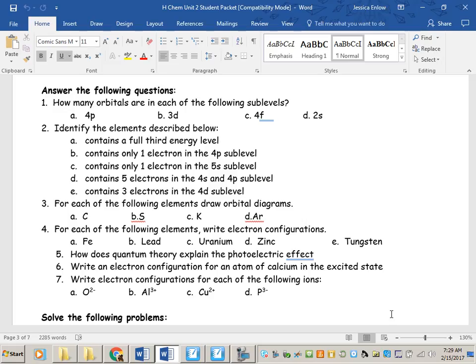Okay. Last one. Oh, no, not last one. Number 3, for each of the following elements, draw the orbital diagram, so you guys can do that. Can I do carbon? Okay, so carbon. What's the electron configuration for carbon? You guys should be able to really quickly tell me those at this point. 1s2, 2s2, 2p2. You're stopping at carbon, right? You're not going all the way across to 6.